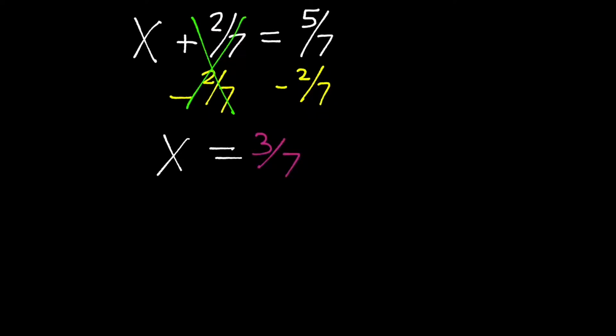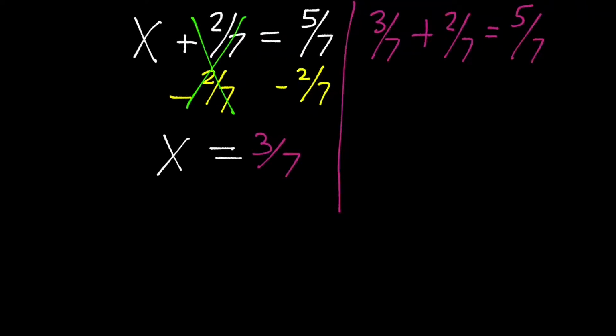But don't forget, we are expected to check our work. So I'm going to take 3/7 and substitute it into our original equation. So I have 3/7 plus 2/7 equals 5/7. And as long as the left side equals the right side, we're good. Now, just like before, since I have the same denominator, I can add the numerators. So I end up with 5/7 on the left side, and this equals 5/7 on the right side. Our solution checks out. We're good to go.